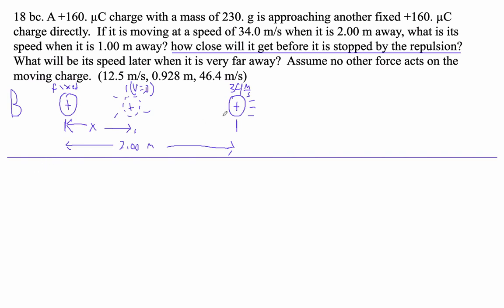So I'm going to say that in this situation right here, I'll call this 1. It's going to be K times Q1 times Q2 over R1, which is 2 meters, right? And then it also has kinetic energy, so plus 1/2 m v1 squared. That equals K Q1 Q2 over R2, this is R2, plus 0 because it has no kinetic energy, okay?